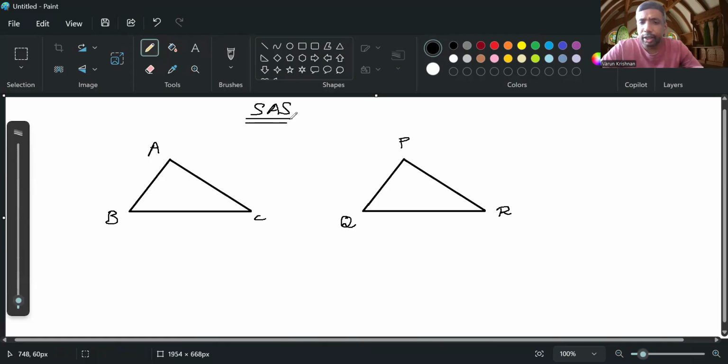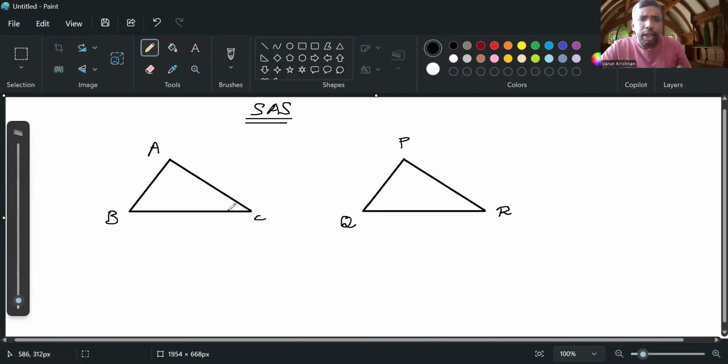Now, what side angle side means is that if in two triangles, I've got one side equal to another side, one more side equal to one more side, and the included angle between the two sides also being equal, then the two triangles will 100% be congruent to each other, 100% be identical to each other in all aspects.